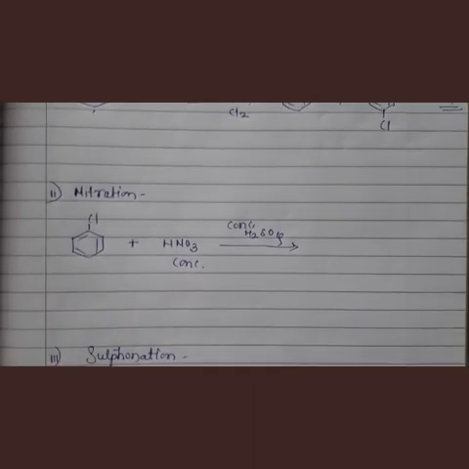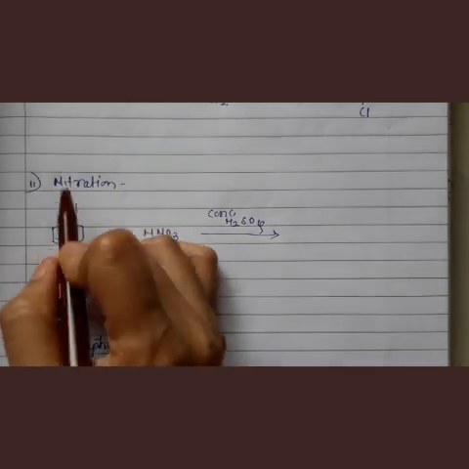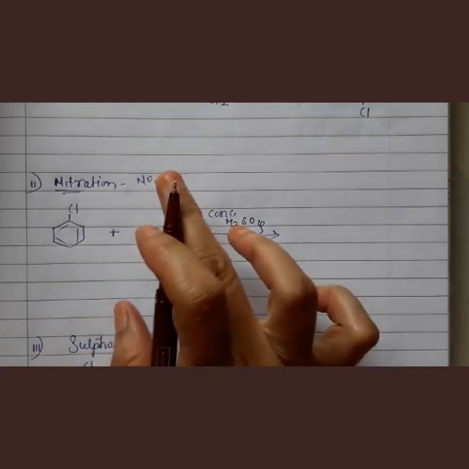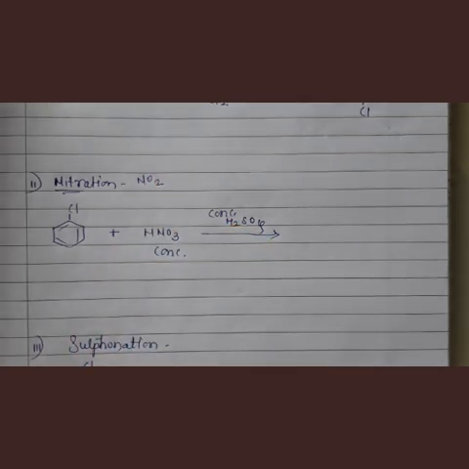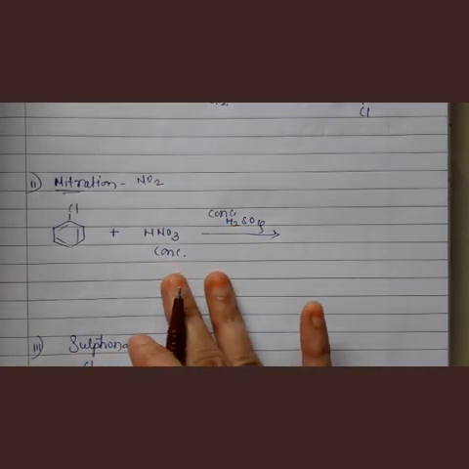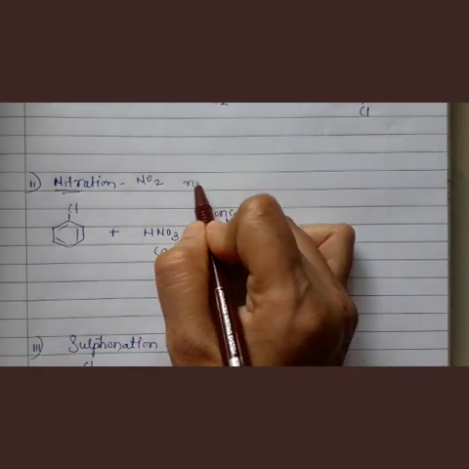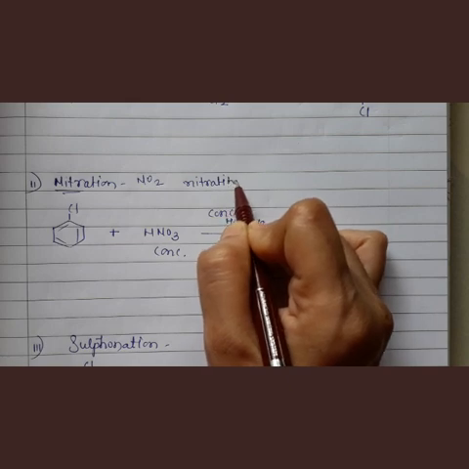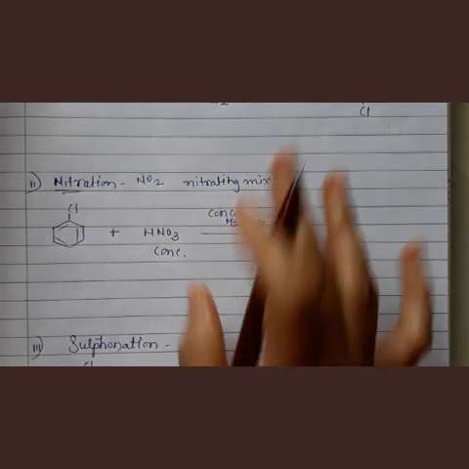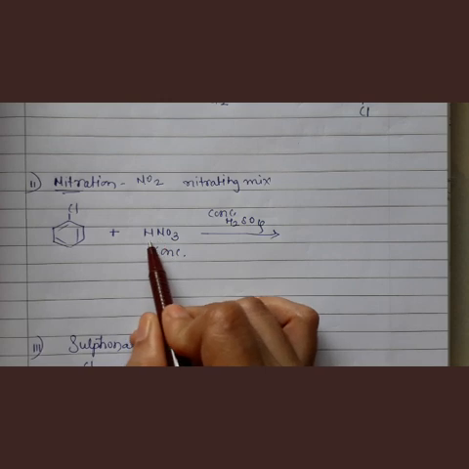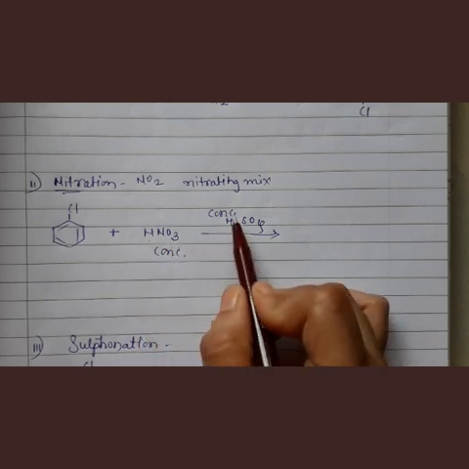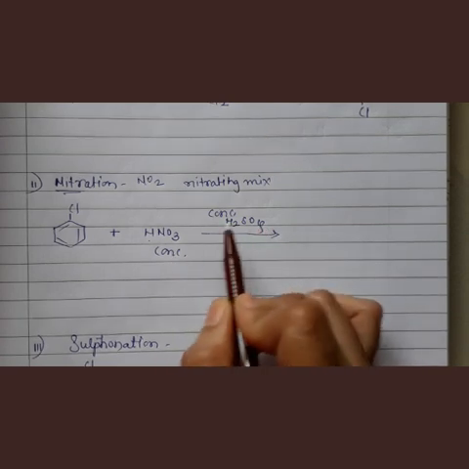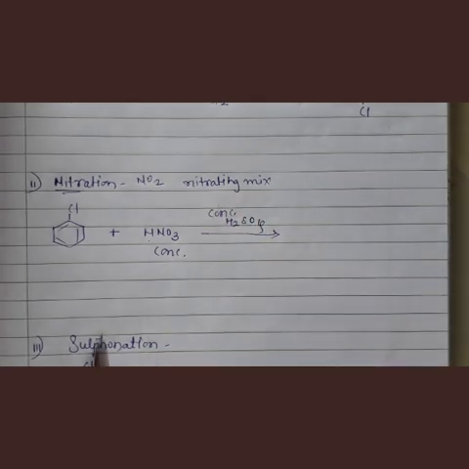Okay. Now next nitration. Nitration means what? Addition of nitro group. NO2. Addition of nitro group is called as nitration. And this reaction always takes place in presence of nitrating mixture. And nitrating mixture कैसे form होता है? Nitrating mixture is a mixture of concentrated HNO3 nitric acid plus concentrated sulfuric acid. Okay. When we mix these two concentrated acid, we get nitrating mixture.